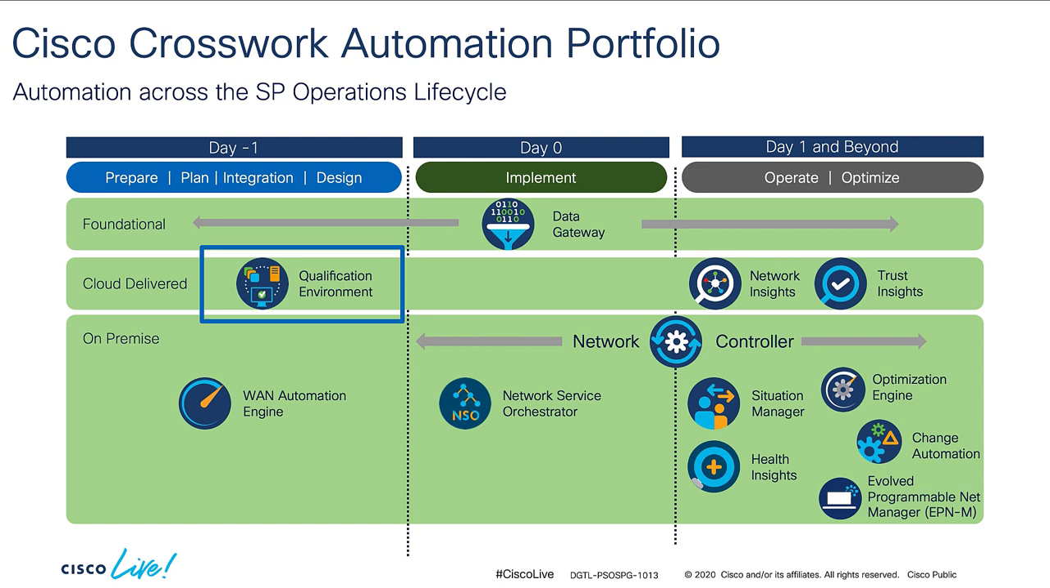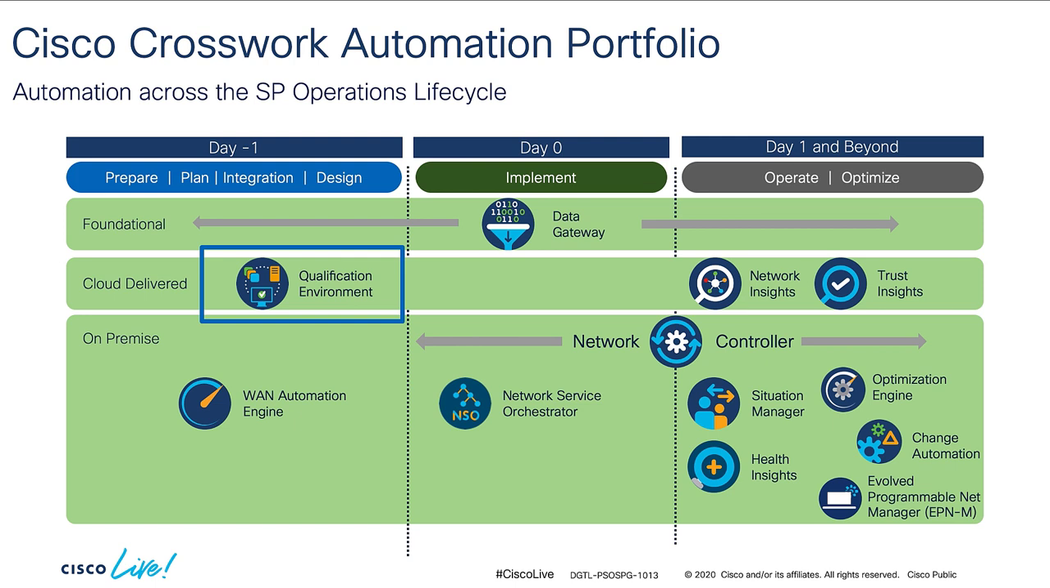And now we are moving to day one and beyond, which means operation, optimization, and analytics. We have a lot of software available here. Let's start with Trust Insights and Network Insights. Those products are CrossWork Cloud services coming at a critical time. They allow operators to assess the integrity of network devices and routing information. In a recent interview, 89% of SPs responded that trusted infrastructure is truly critical to their business strategy.